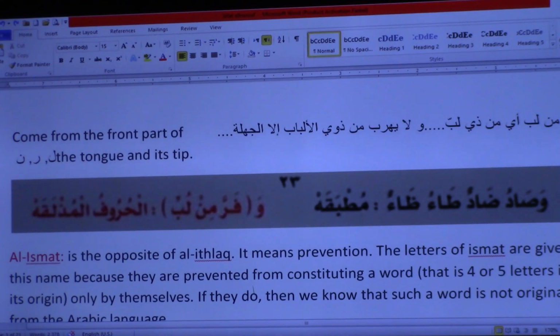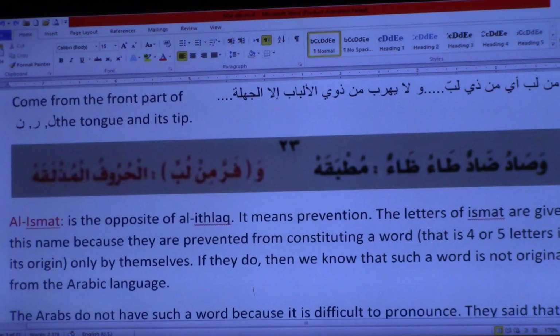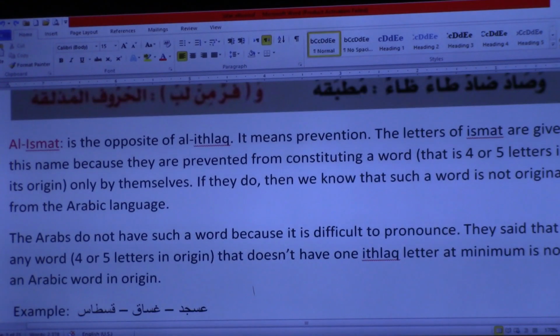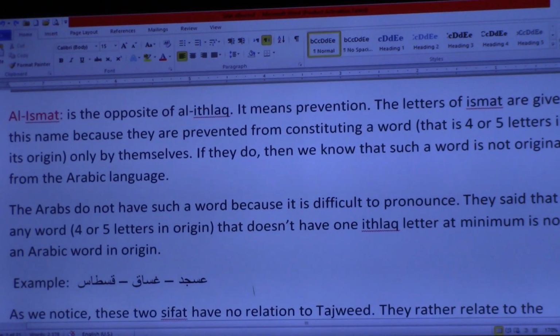Now let's take the opposite. Practically, as I mentioned in the beginning of the class, when he says these letters are idlaq letters or dhalqiyya, what does that mean? It means they come from the tip of the tongue. Is that a practical sifa we need to learn? No, we already know they come from there, right? This is why we said this sifa doesn't have relation to tajweed, practically. Let's see the opposite of the sifa, which also doesn't have relation to tajweed, but just to cover it so that you understand the poem completely.